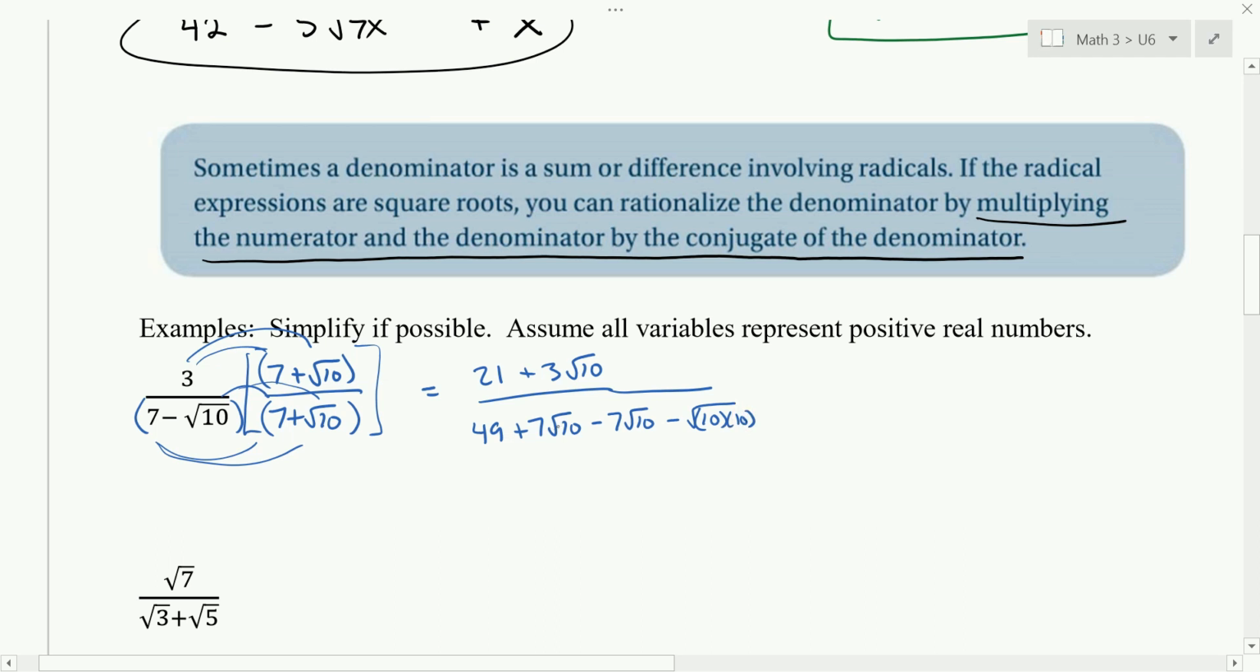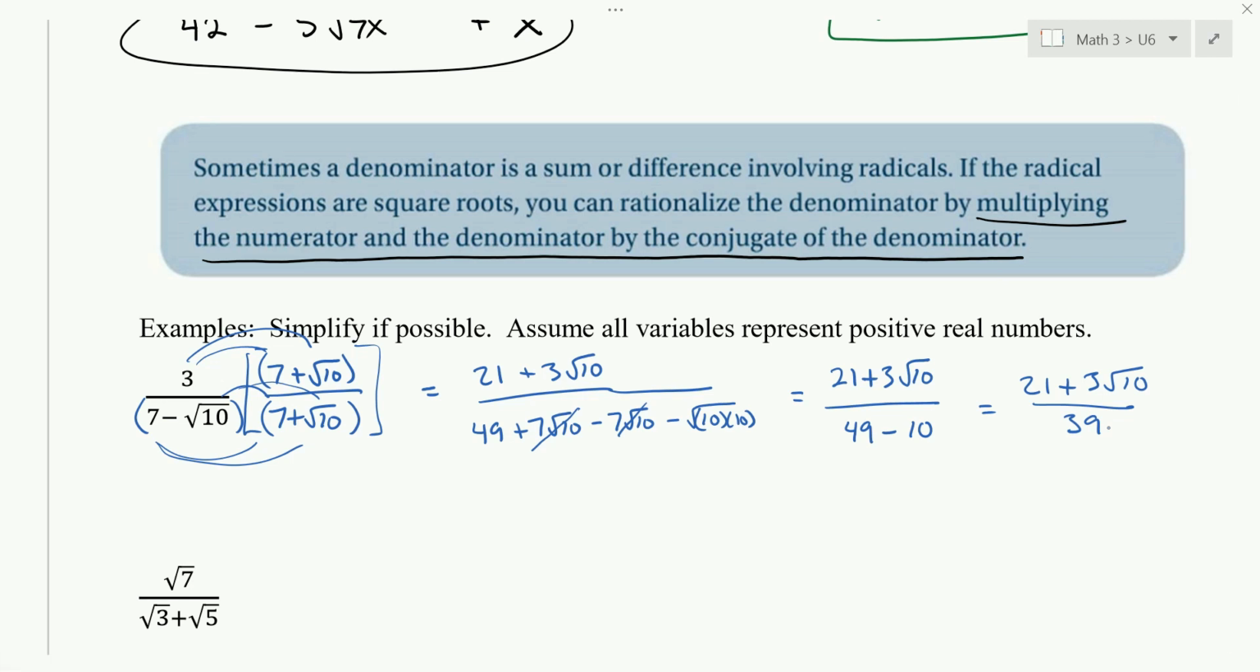Yeah, because the 7 root 10 minus 7 root 10 adds up to 0. We got a 49 here, and then the square root of 10 times square root of 10 is just going to be 10. And so we can clean this up more. 21 plus 3 root 10 over 49 minus 10. And now our denominator is a rational number. It's an integer, which can be expressed as a fraction of two integers.